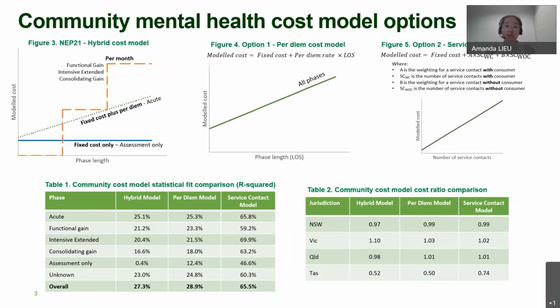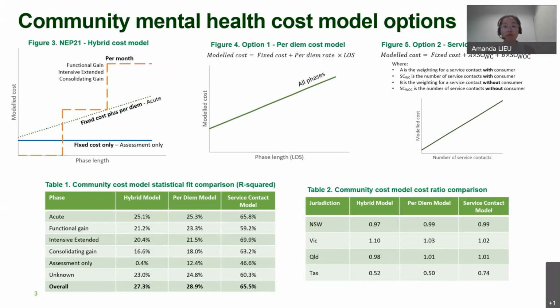The service contact model performs considerably better than both the hybrid and per diem models, and this result aligns with the empirical analysis showing that the number of service contacts is the single most powerful variable in explaining variation in phase cost. If you look at the cost ratios, that is the ratio of actual costs over model costs, for jurisdictions which provided costed phase level activity, we can see that all 3 models are generally pretty good at predicting actual costs, with most cost ratios falling between 0.8 and 1.2.